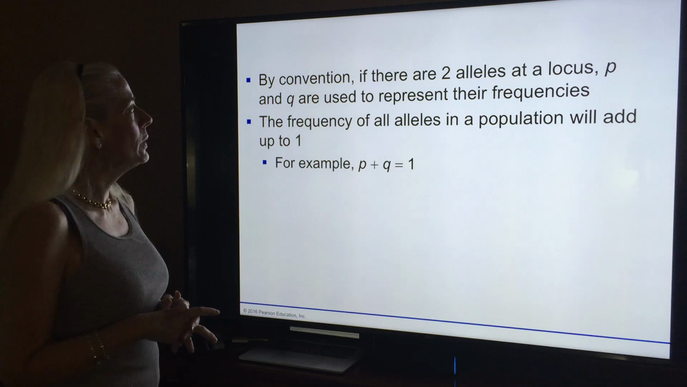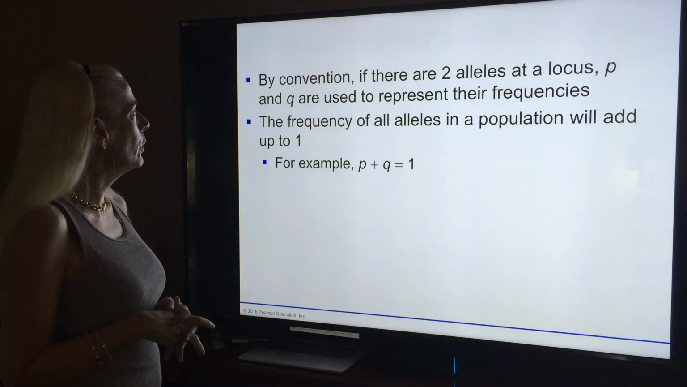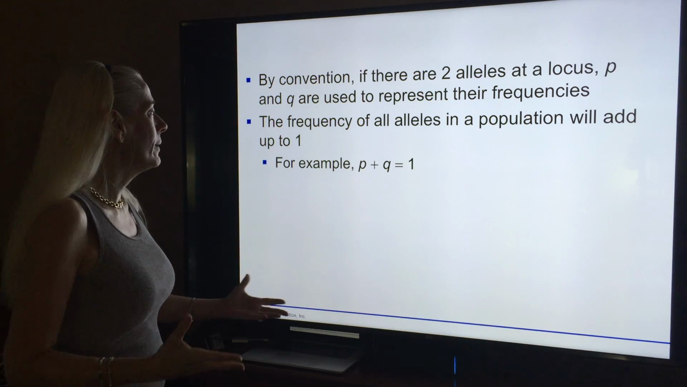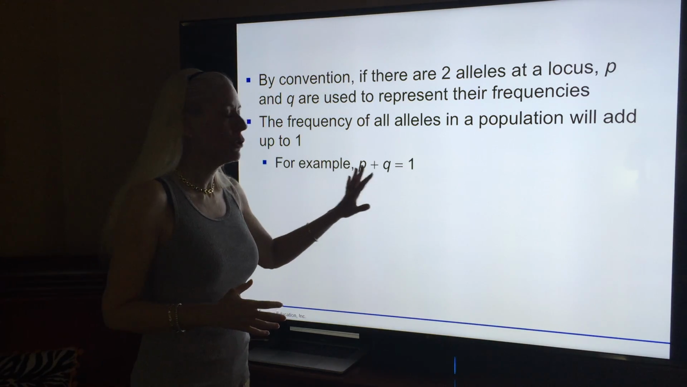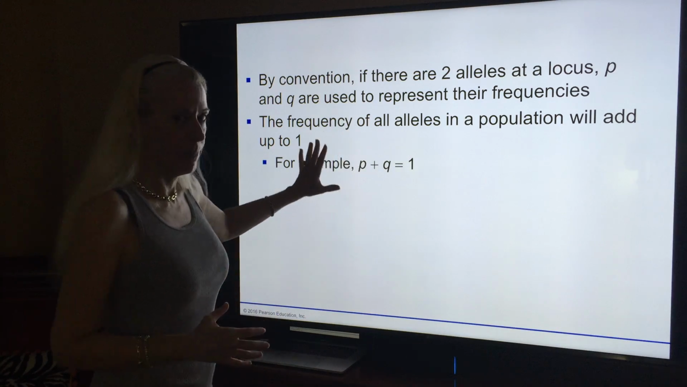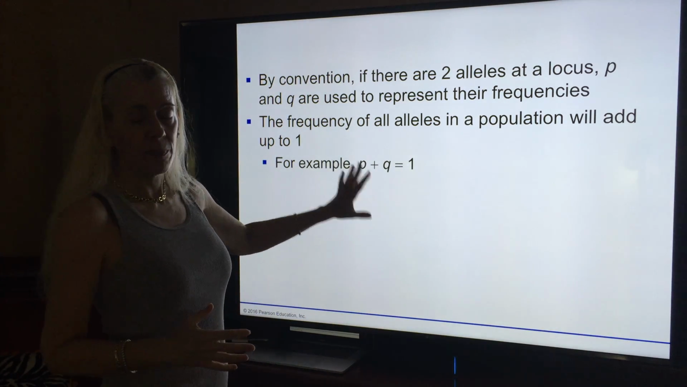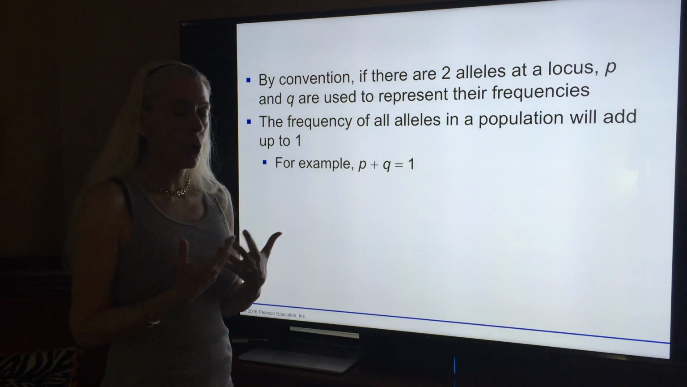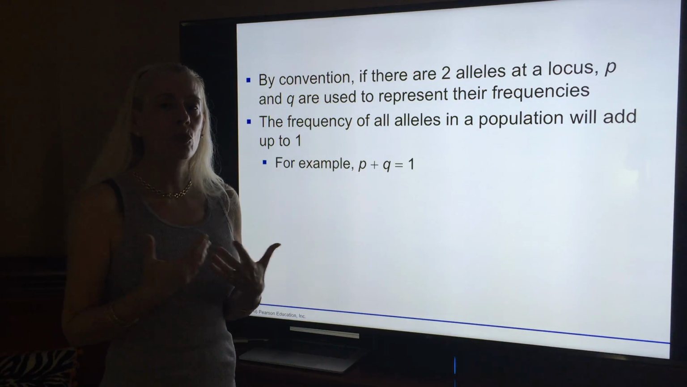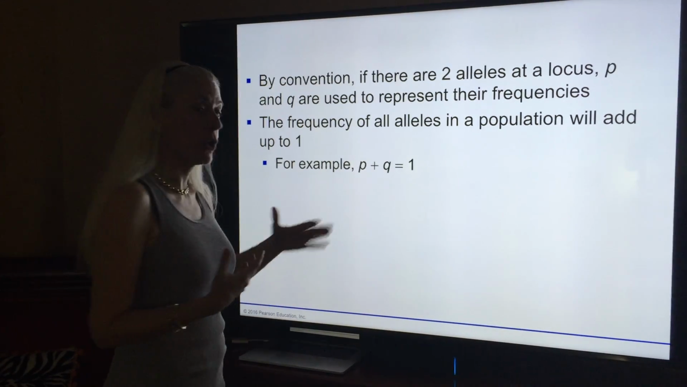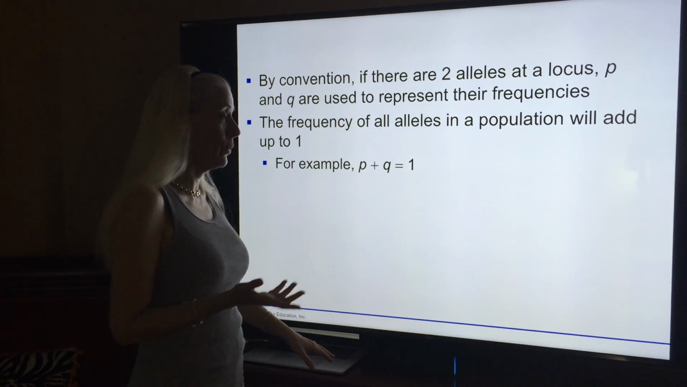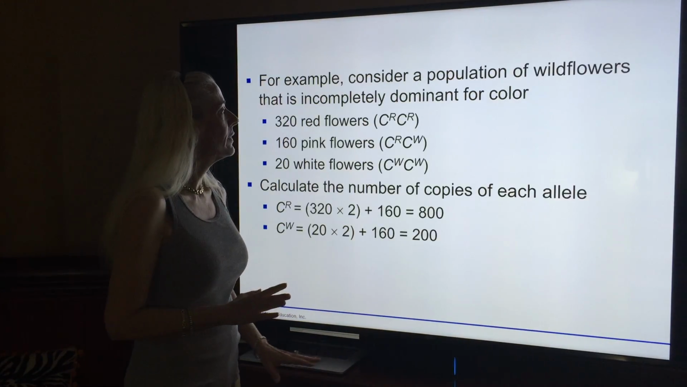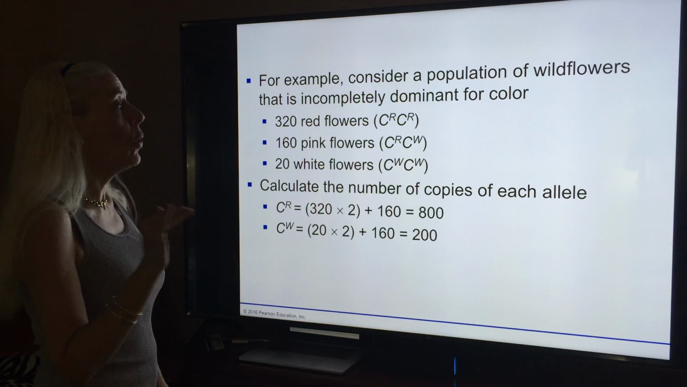By convention, if there are 2 alleles at a locus, p and q are used to represent their frequencies. The frequencies of all alleles will add up to 1. So, p plus q equals 1. If you're taking notes, write that down, because this is going to be part of an equation that you're going to need to know how to do the math. Okay, they're going to give you these equations. You're like, I can remember that one, but they're going to give them to you, and they even define these for you. Okay, we're going to go over there.